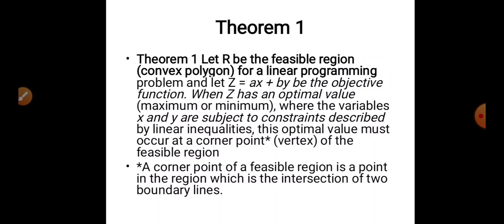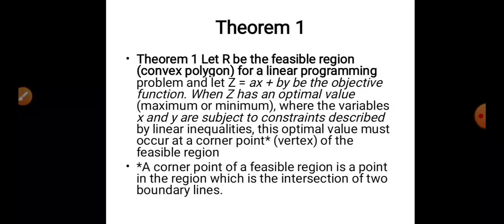Theorem 1. Let R be the feasible region, a convex polygon, which in this case is A, B, C, O, for a linear programming problem, and let Z = ax + by be the objective function. Z has an optimal value, maximum or minimum, in this case the maximum, where the variables x and y are subject to constraints described by linear inequalities. This optimal value must occur at a corner point (vertex) of the feasible region, which I have discussed earlier.